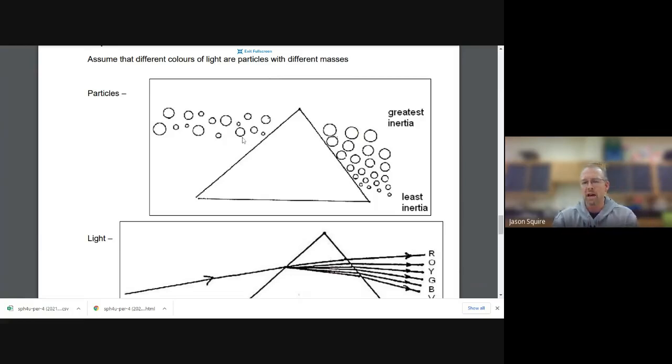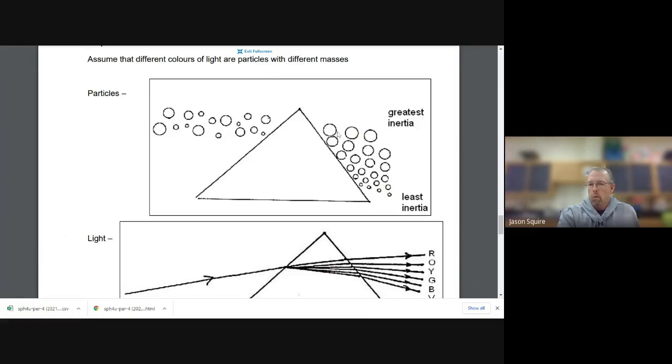Bigger particles have bigger mass and would have greater inertia. And remember, inertia is the resistance to a change in motion. So the bigger particles are the particles that are going to stay on more of a straight line path. The lighter particles have less mass, which means they have less inertia, and it'll be easier to cause them to change their motion.